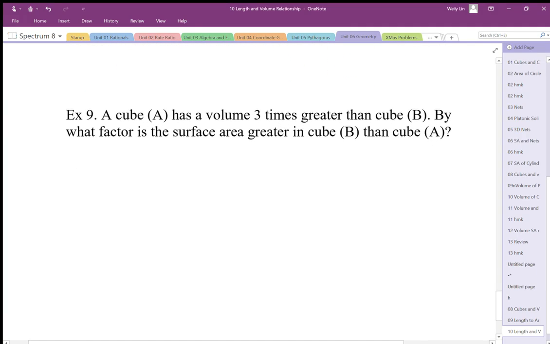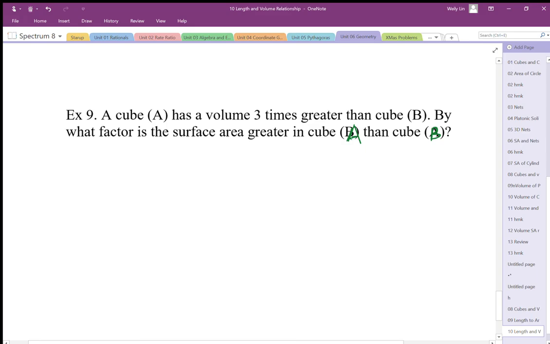Now we have a cube A that has 3 times greater volume than cube B. Okay, so A is 3 times bigger. By what factor is the surface area greater in cube B than cube A? Actually, this should be different. So say cube A has a bigger surface area than cube B. Okay, so let's fix that first.